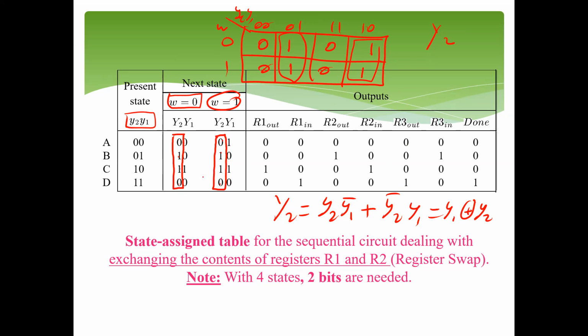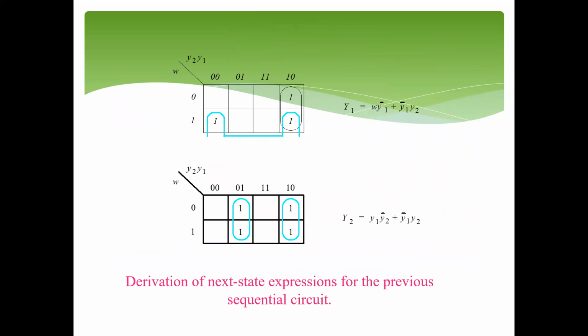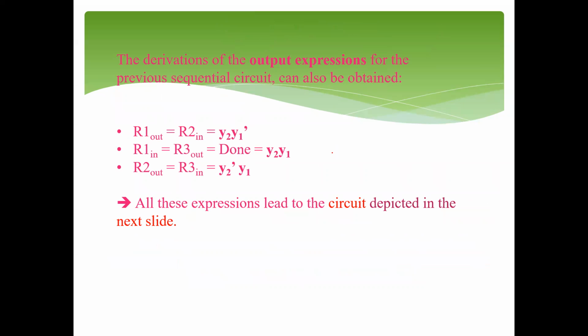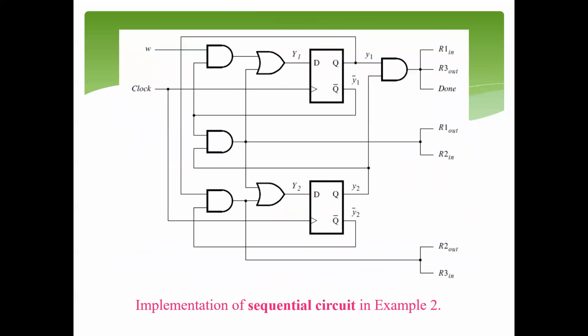Do the same for capital Y1. Read these values and come up with the equation. This is what has been done here. This is the same equation that we get for Y2, and you do the same for Y1 and you get this equation. From this equation, I can draw my circuit. I'll first write the output expression as we did in the previous slide. This is the final sequential circuit diagram for the register swapping example.